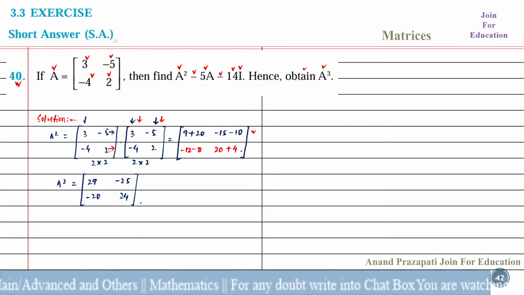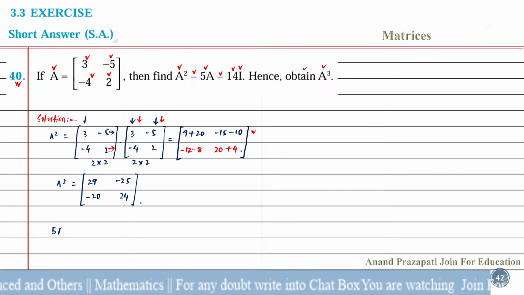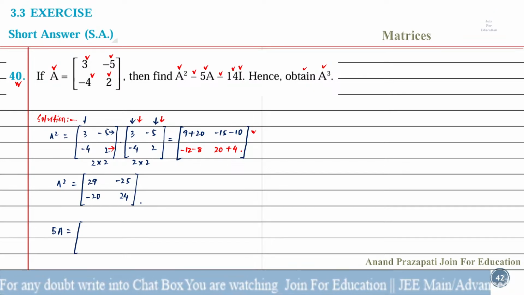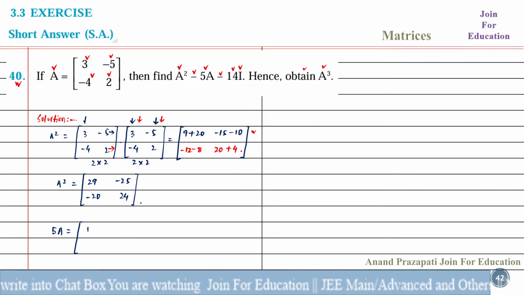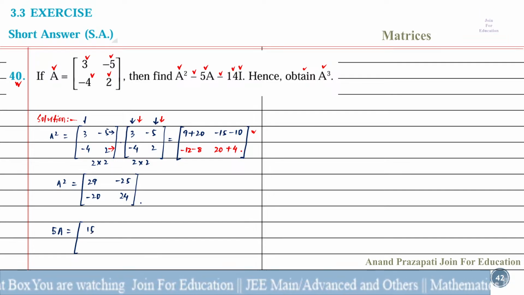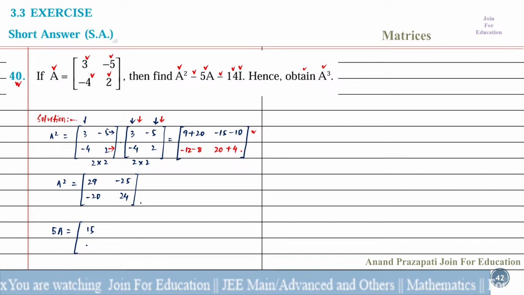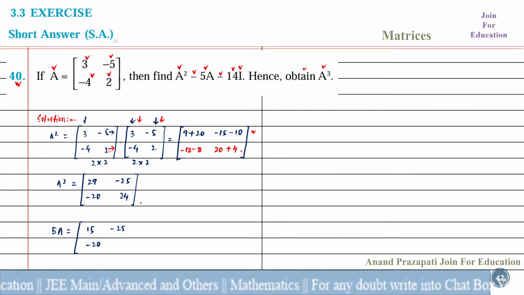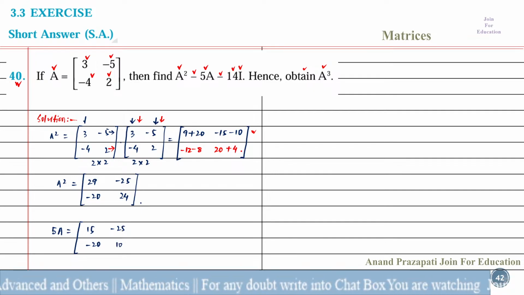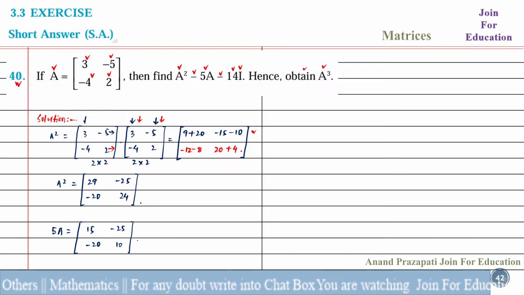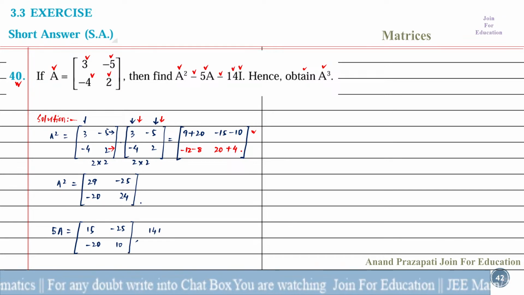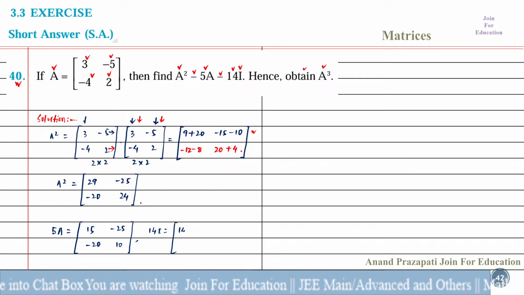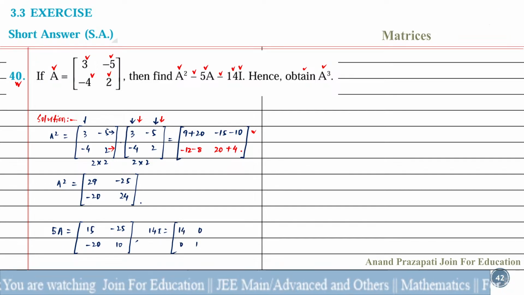Now we find out 5A. 5A equals, multiplying each element of A by 5, we get here 15, minus 20, minus 25 and this is minus 10, and 49 equals 14, 0, 0, 14.